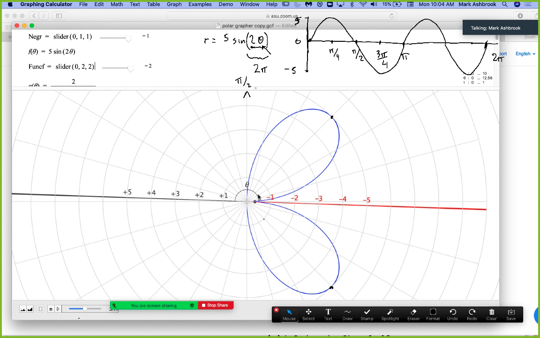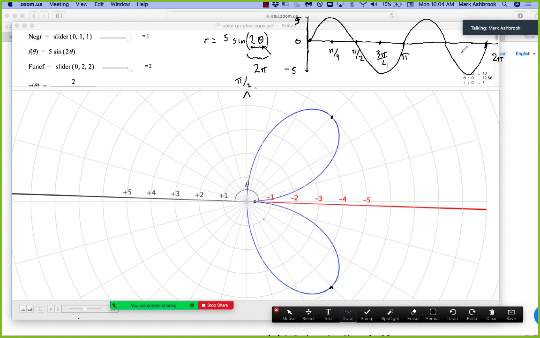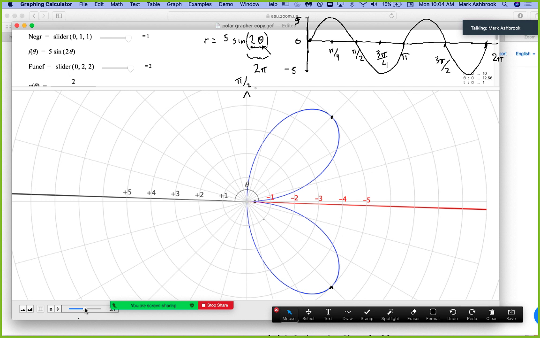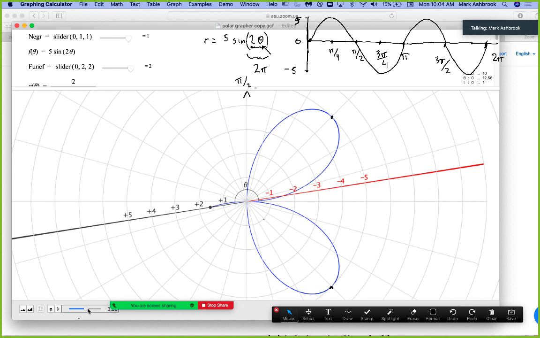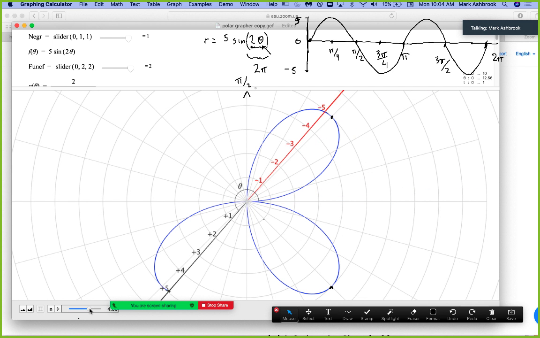R is 0. Okay, so it looks like we do need another cycle here of the Cartesian graph out to 2 pi. This is 3 pi over 2. So now we're going to get the same positive R values that we got in the first quadrant, out to 5, back to 0. That's the same thing that happened in the first quadrant. Positive R territory. Out to 5, back to 0.